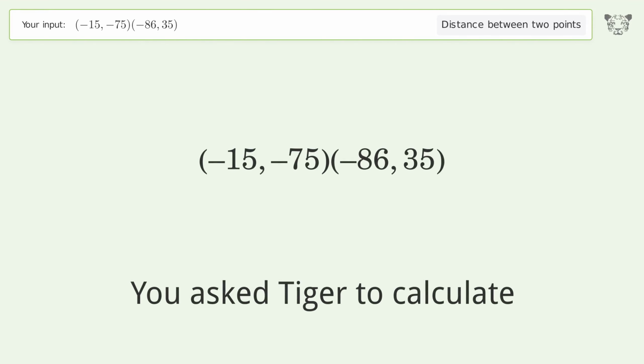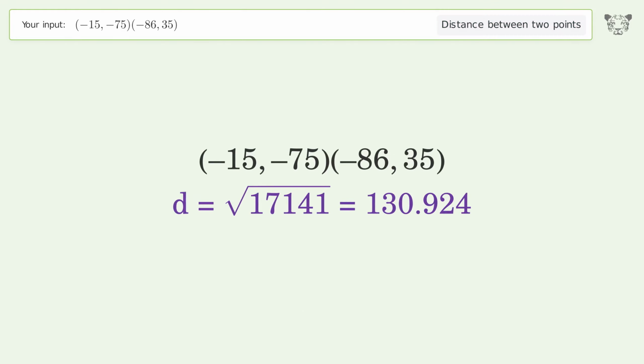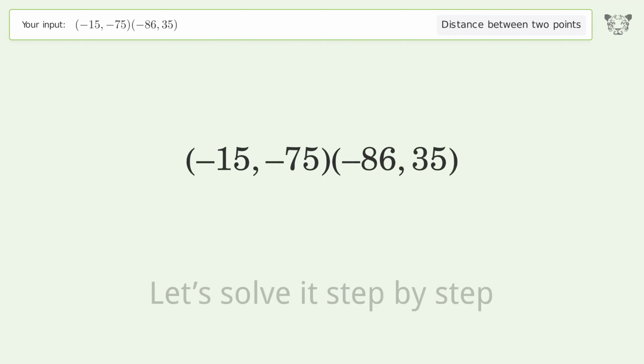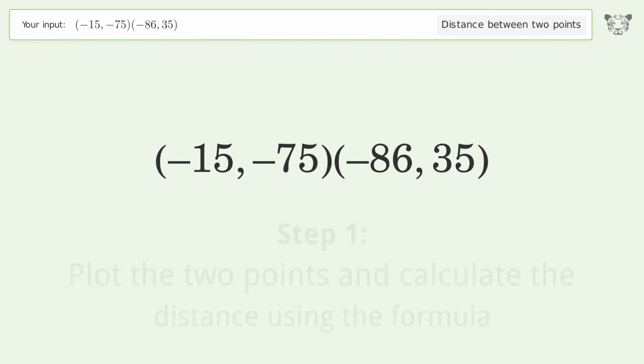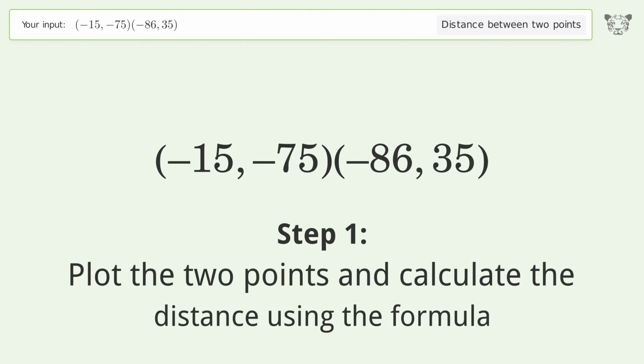You ask Tiger to calculate. This deals with the distance between 2 points. The distance between the 2 points is the square root of 17,141 or 130.924. Let's solve it step by step. Plot the 2 points and calculate the distance using the formula.